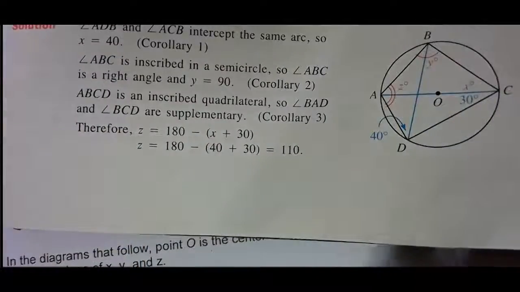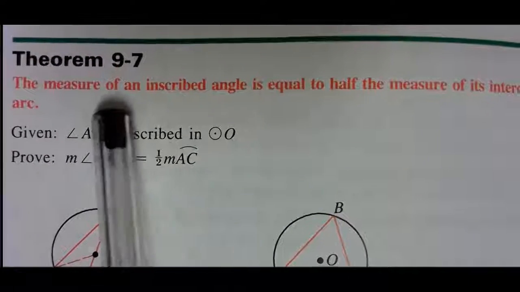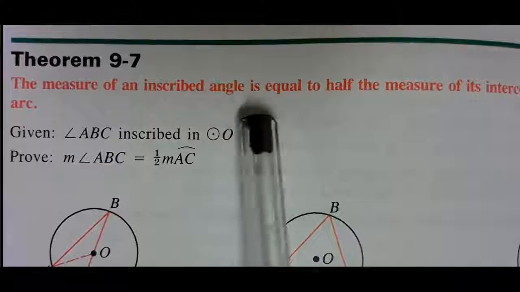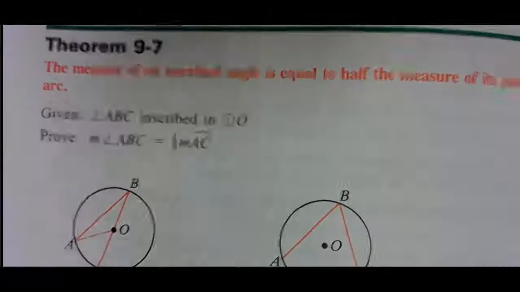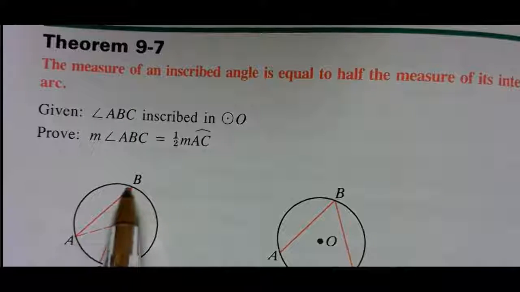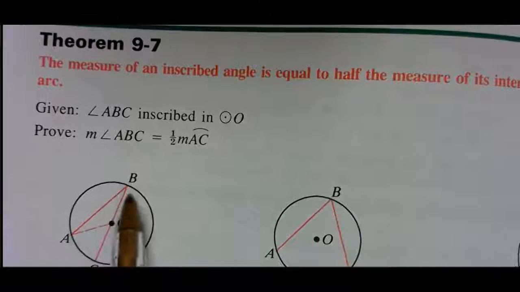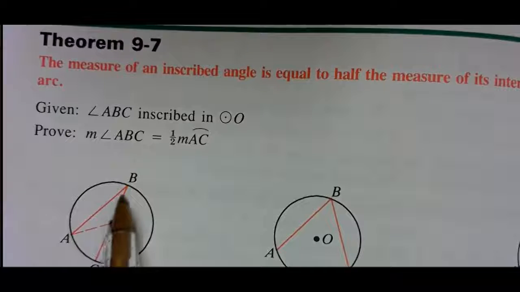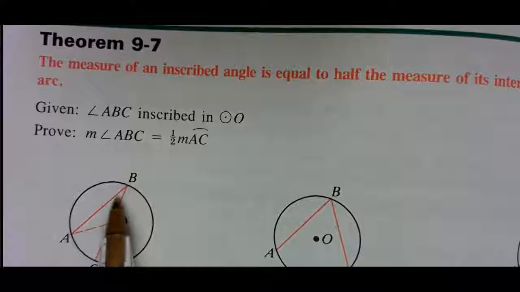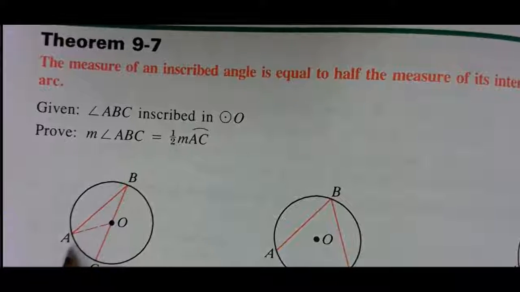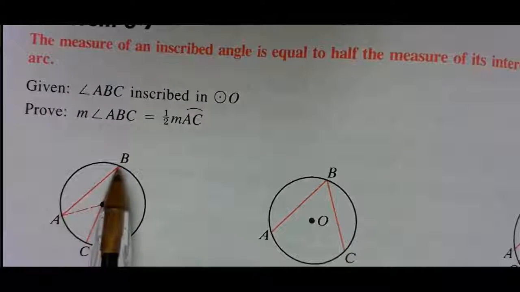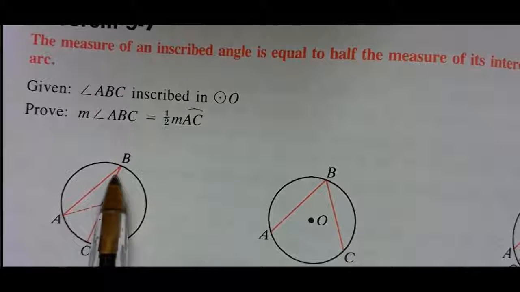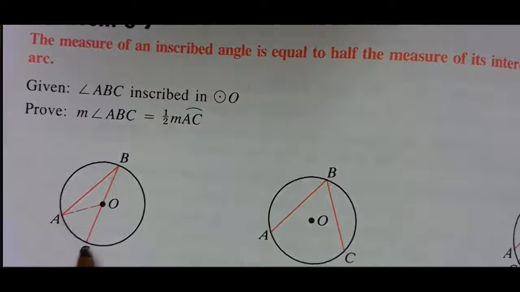Okay, and we'll look at a theorem. This theorem says that the measure of an inscribed angle is equal to half the measure of its intercepted arc. So angle B here is made up of chord AB and chord BC. This angle B is an inscribed angle, and it intercepts arc AC. Therefore, angle B is 1/2 of arc AC.